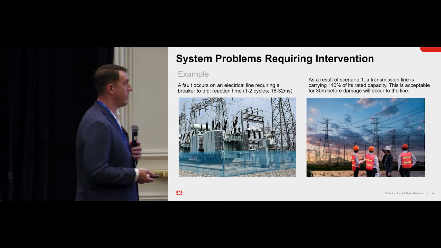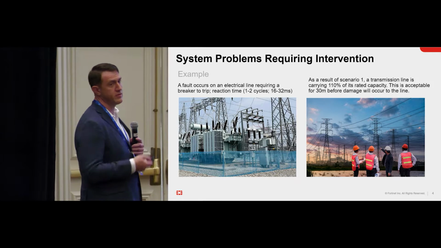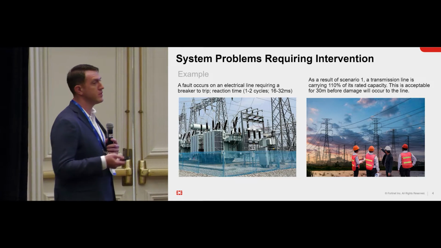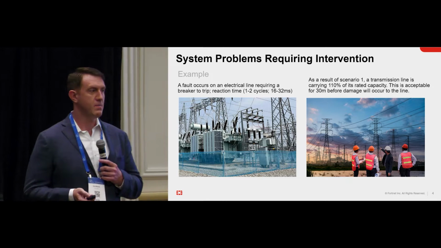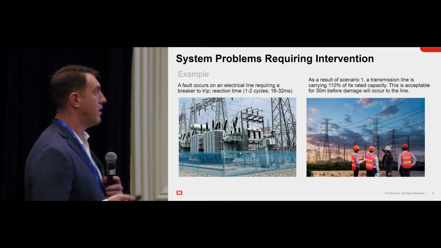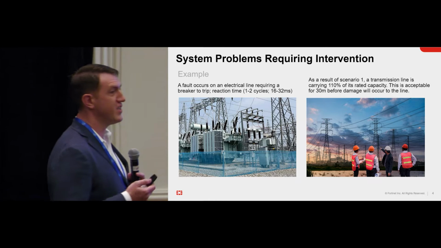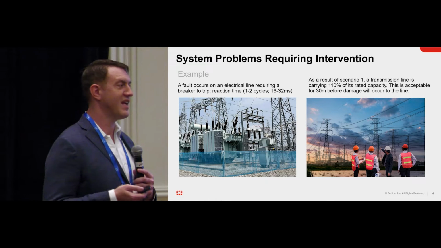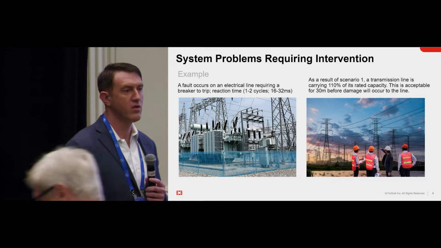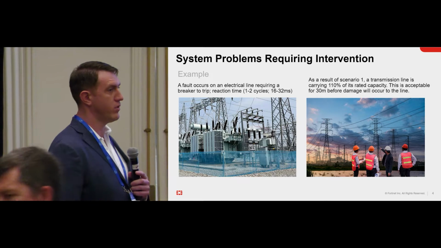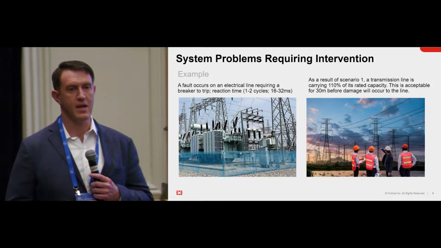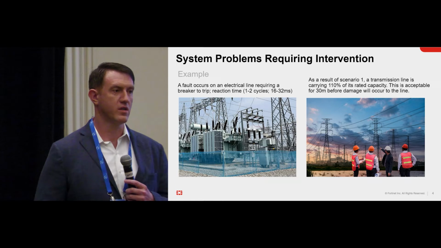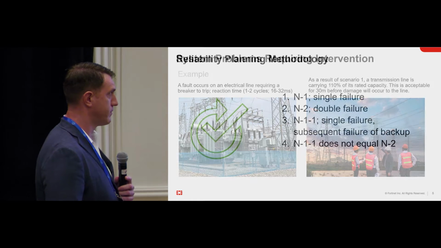Now, another scenario that we have, sometimes as a result of scenario 1, is we have a transmission line that ends up carrying 110% of capacity. Maybe some generation dropped out. This is an acceptable situation. We've planned for this, and we know that we can run in this situation for at least 30 minutes. After 30 minutes, we're going to start causing damage to the line. You're going to get droop in the conductors. You're going to damage those conductors.